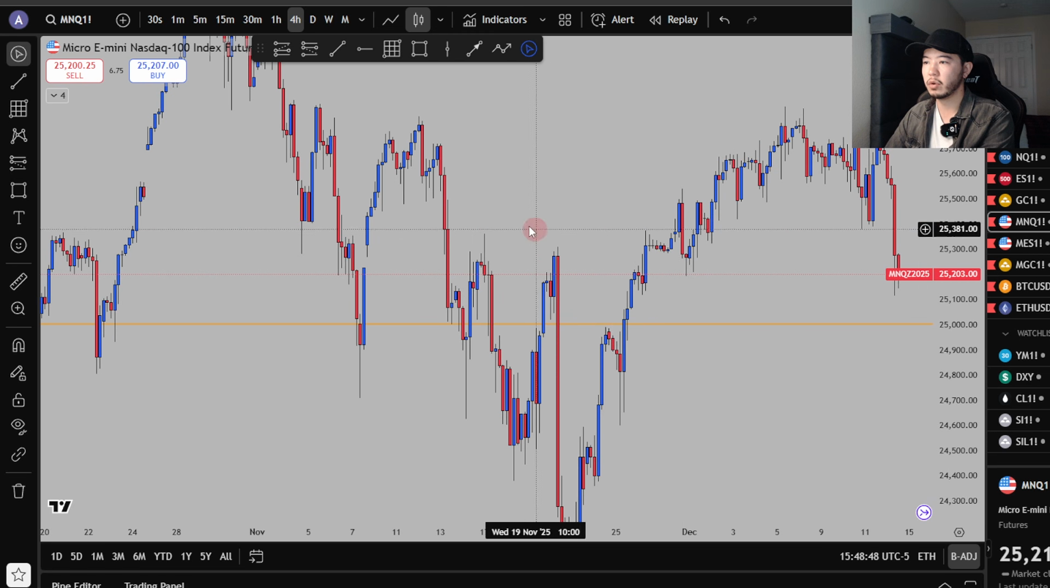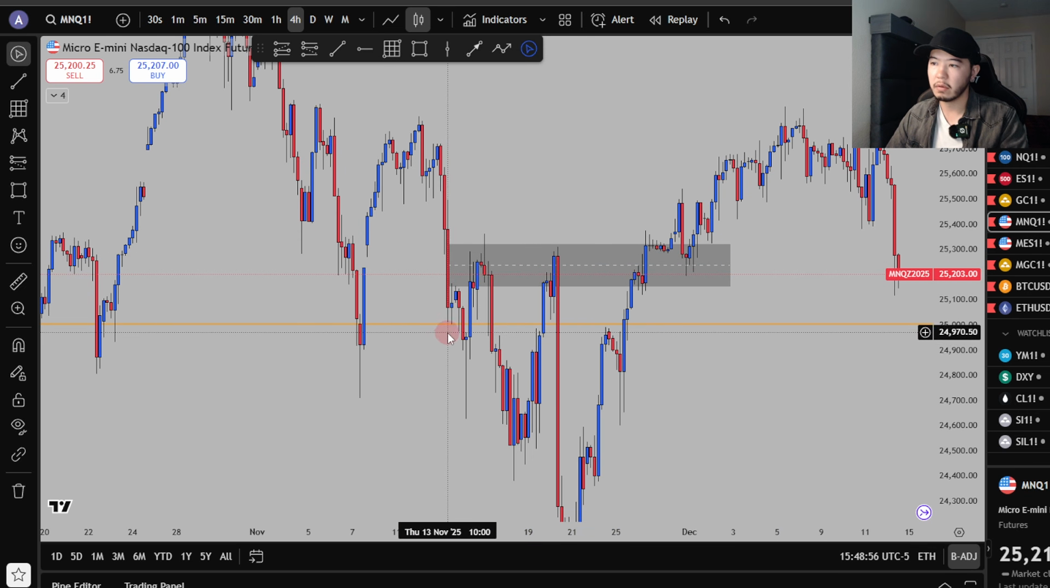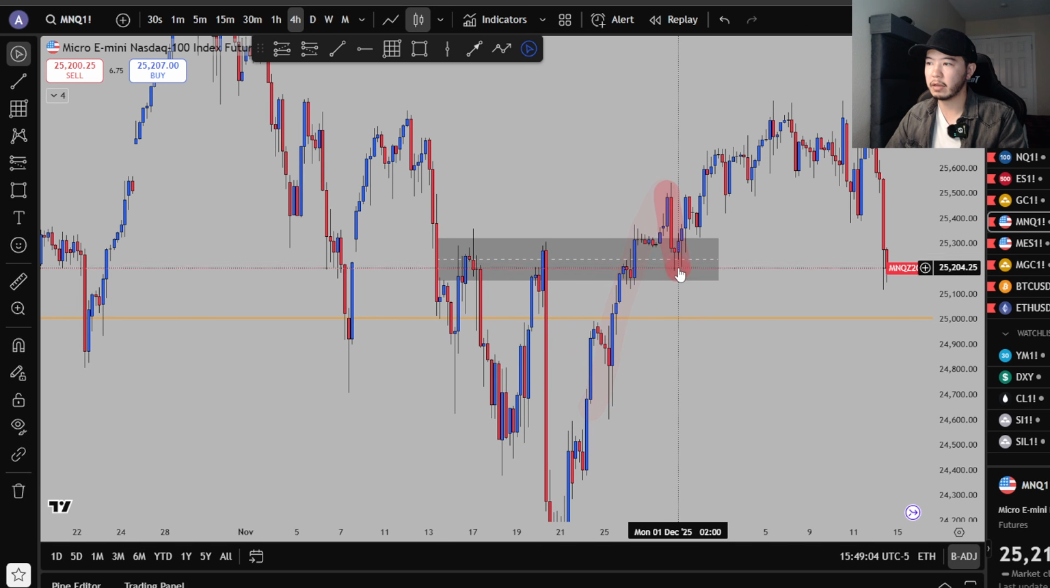And the same goes when we are buying. This whole area was acting as a resistance, and then we broke above it. We came back to this area, and then what you can do is just wait for it to close above it. Right here, close above it.